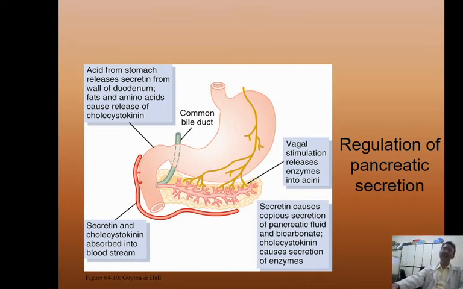Let us see from this diagram and understand what happens. As this chyme is entering from the stomach into the duodenum, the duodenum is getting stretched. The stretching of the duodenum will cause the stimulation of the local myenteric reflexes, and these local myenteric reflexes will stimulate the pancreas to release certain enzymes from the acini.